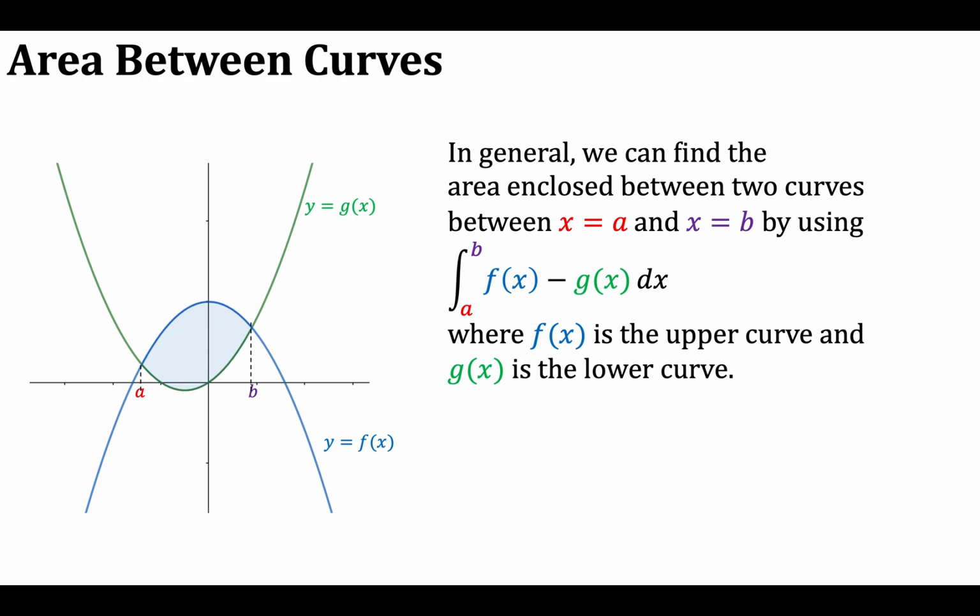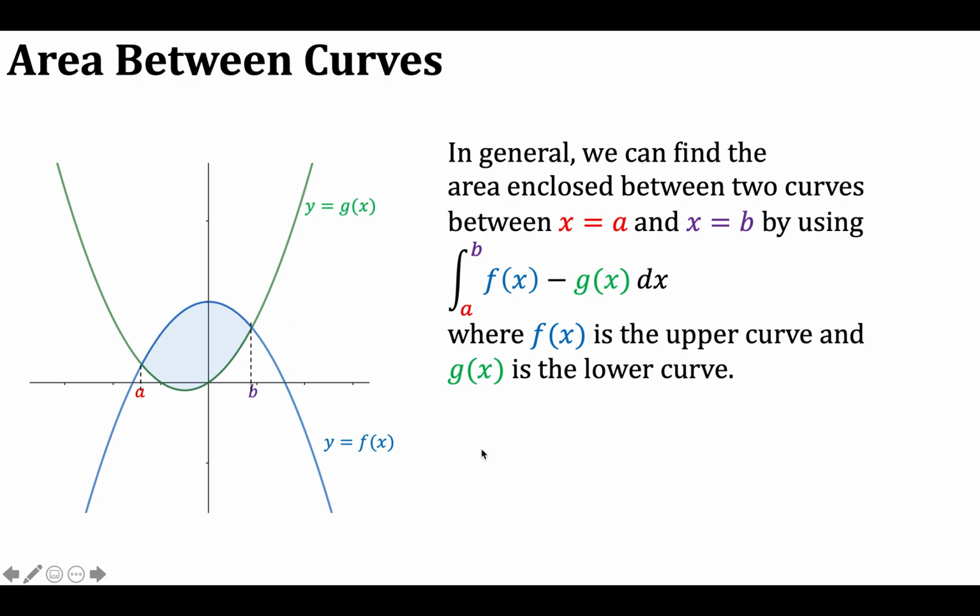So in general, we can find the area enclosed between two curves, between x equals A and x equals B, by using the integral between A and B of f of x minus g of x with respect to x. Now, it's very important here that what we're subtracting from is the upper curve. So you can see the f of x here is on the top of the area, if you like. And g of x is the lower curve. So what you're subtracting is the lower curve. So you can see that that's underneath the area that we're interested in.